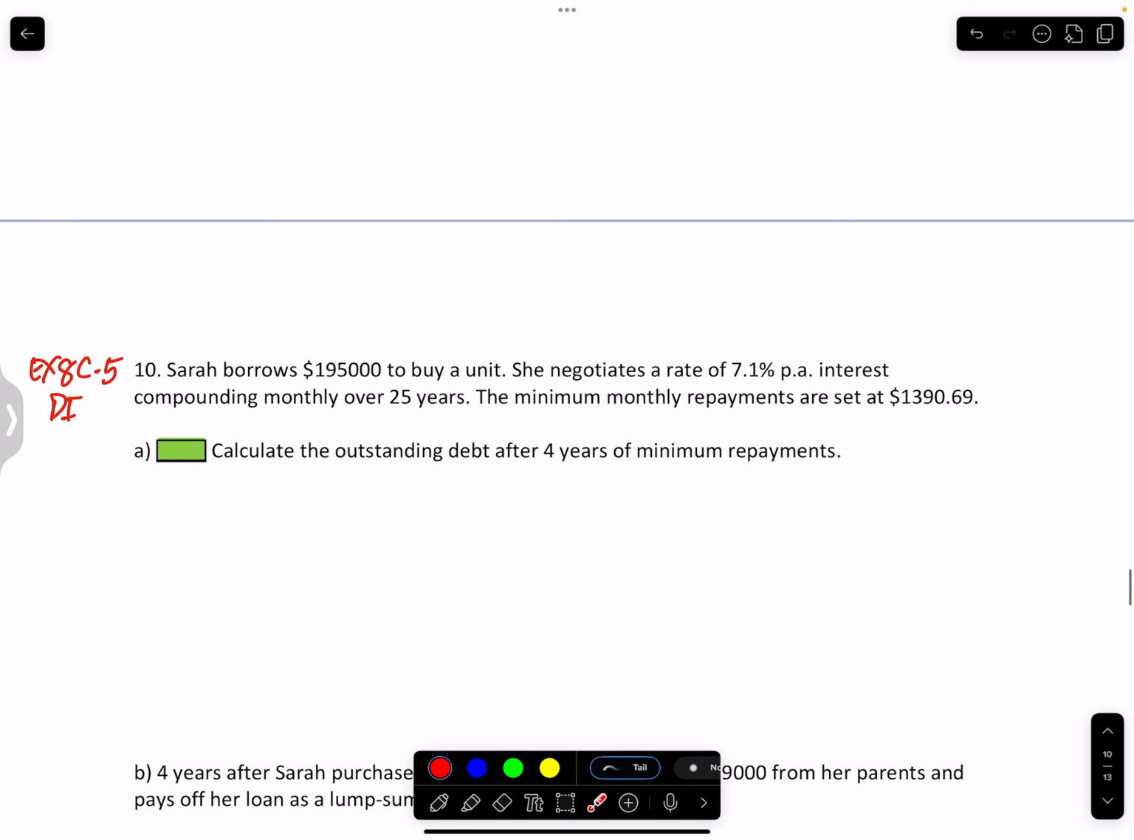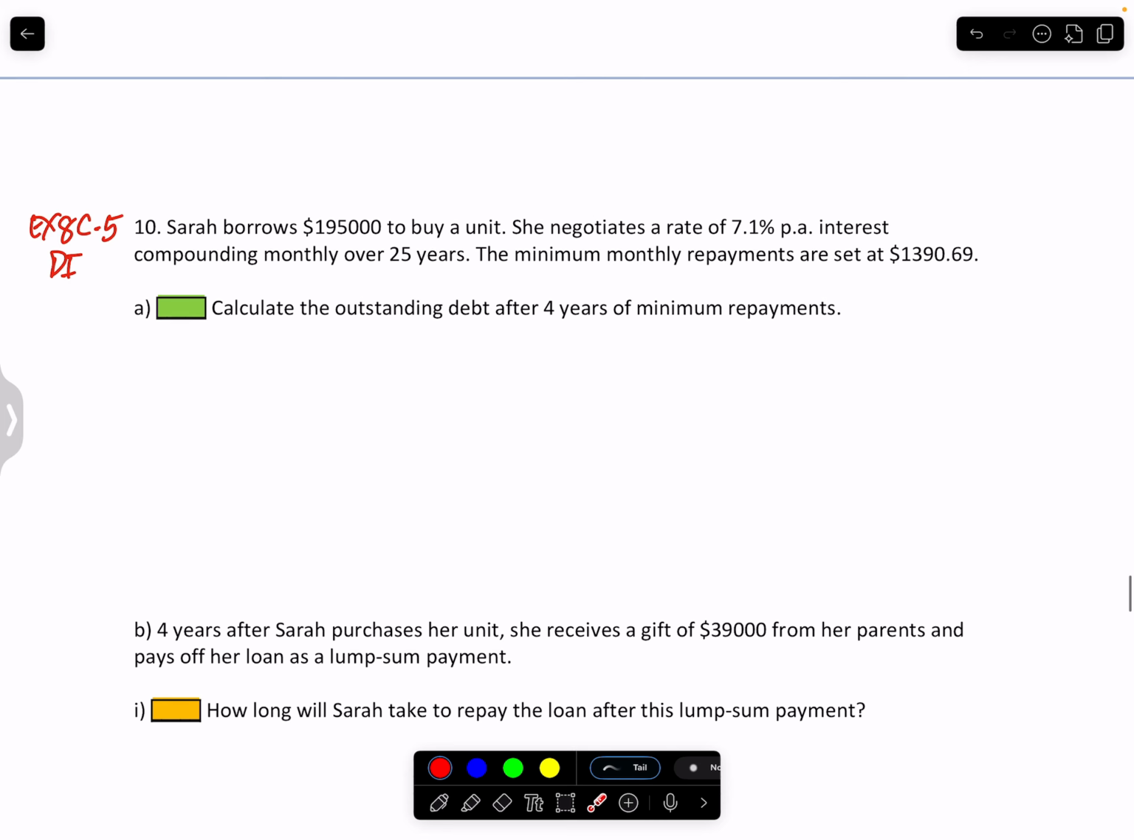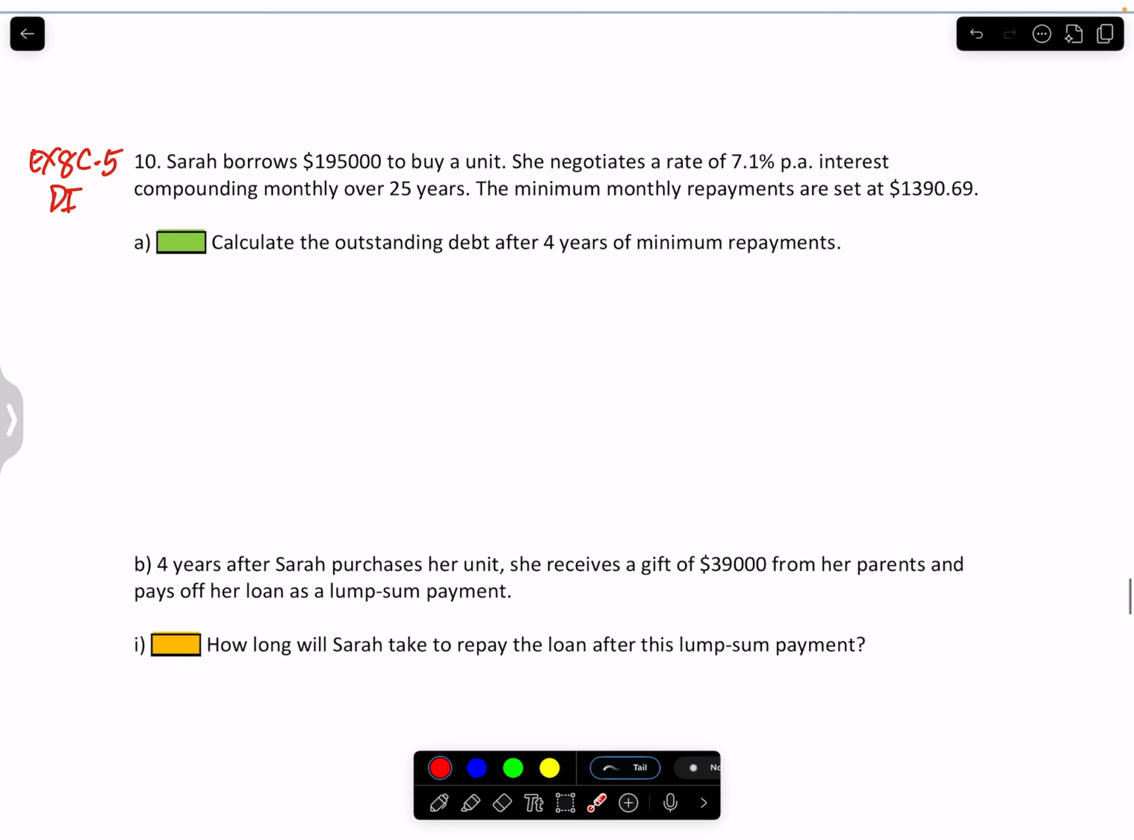Question 10. So you should have practiced this with the DI or exercise 8C.5. Sarah borrows $195,000 to buy a unit. She's got a rate of 7.1% per annum, interest compounding monthly for 25 years. We know the payments are $1390.69. What's the outstanding debt after 4 years of minimum repayment?